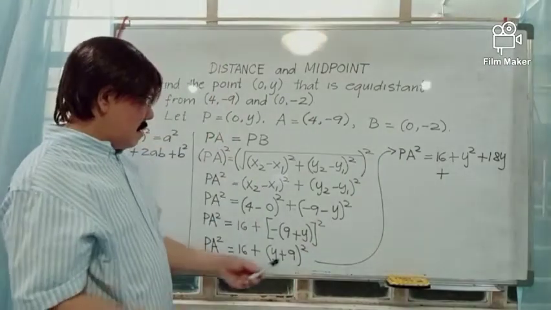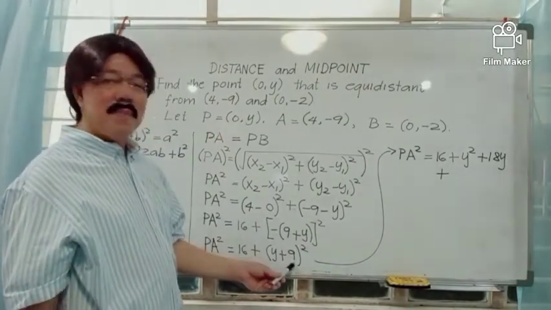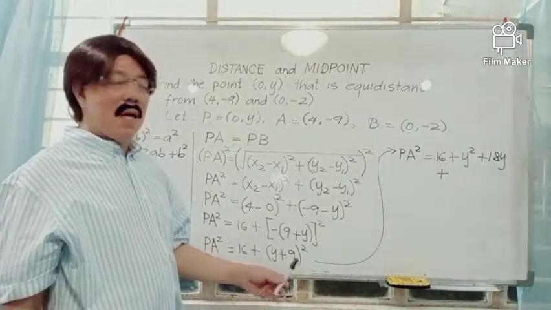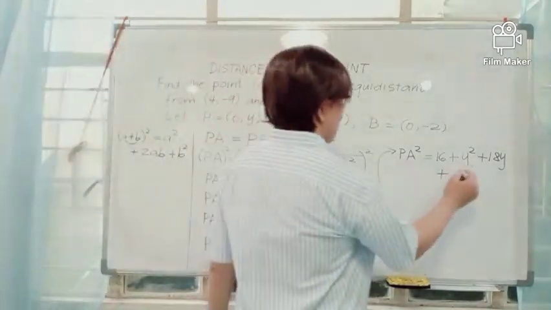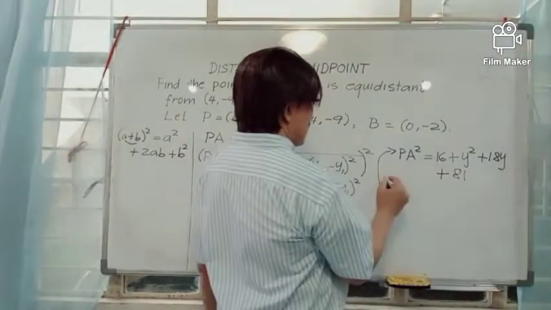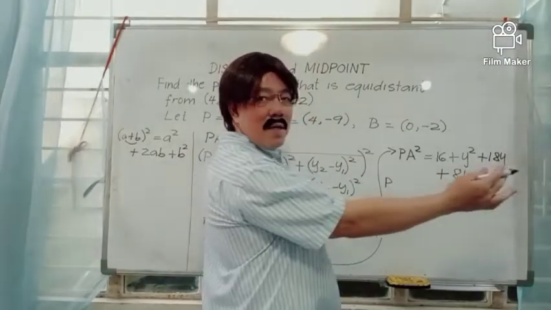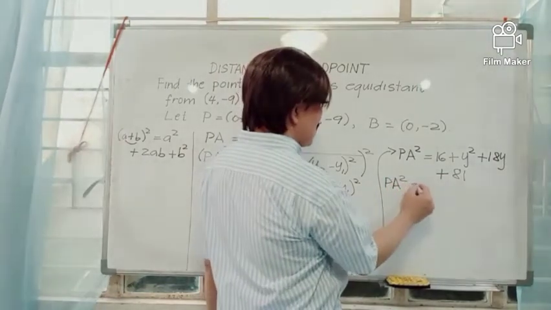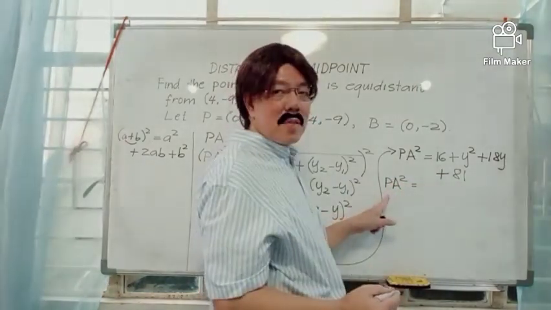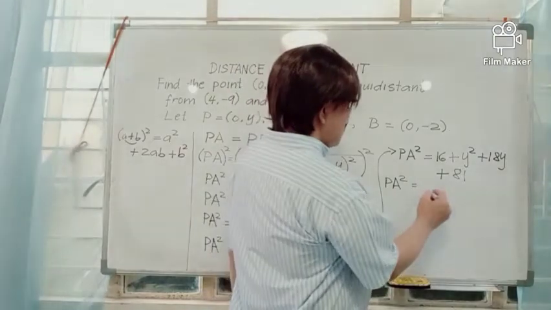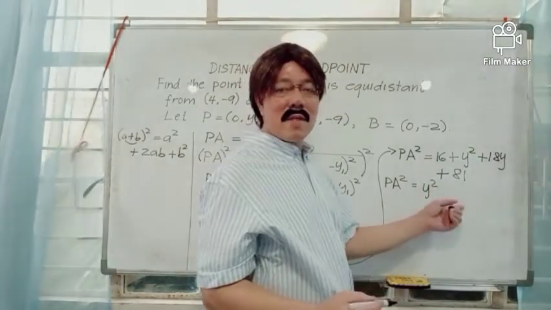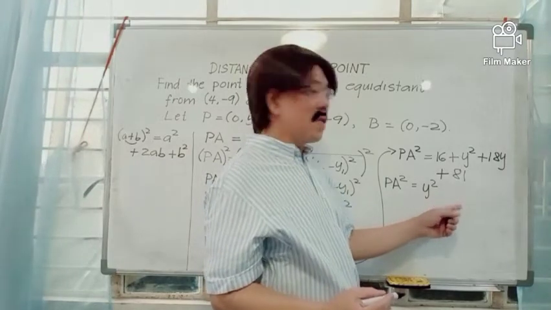Plus the square of the second term. And the square of 9 is 81. And we simplify further the right hand side. We get the square of the distance between the points P and A is y squared. I will write the terms at the right in decreasing powers of y.